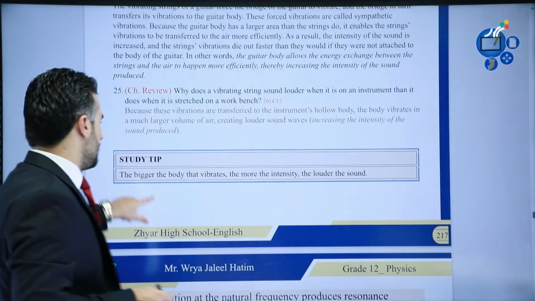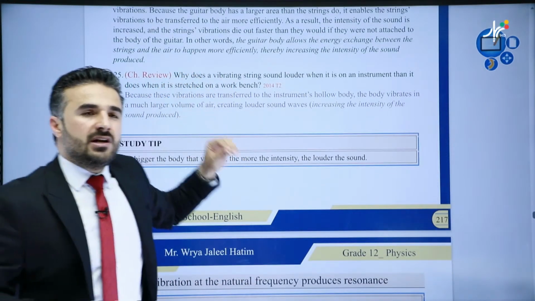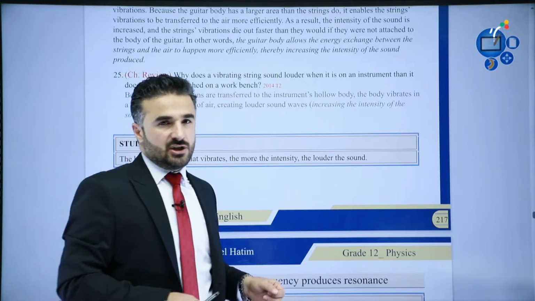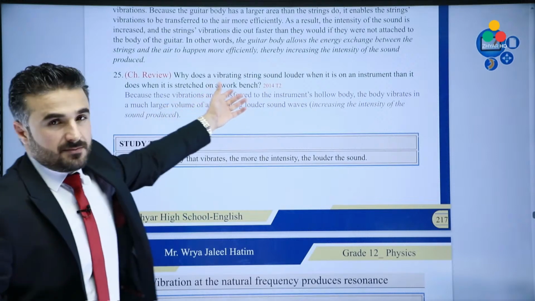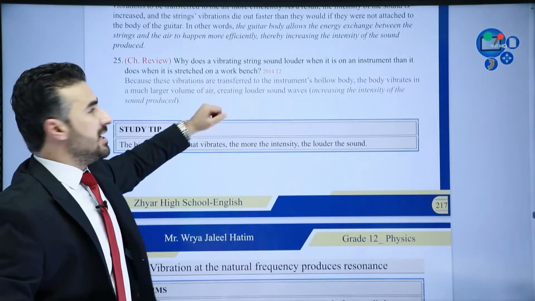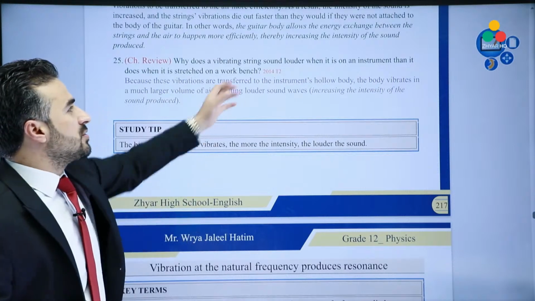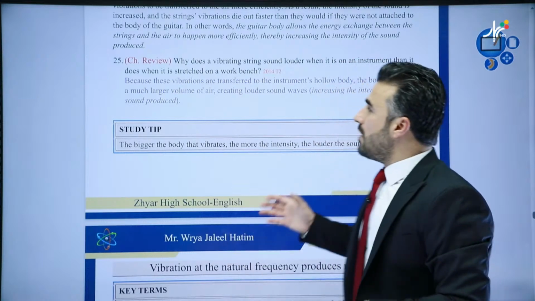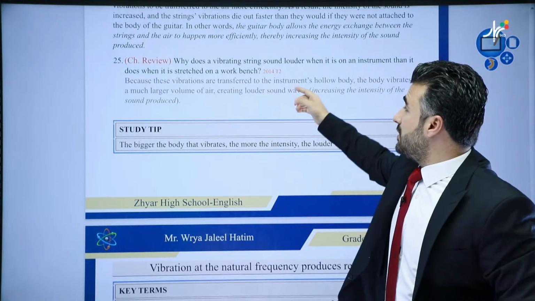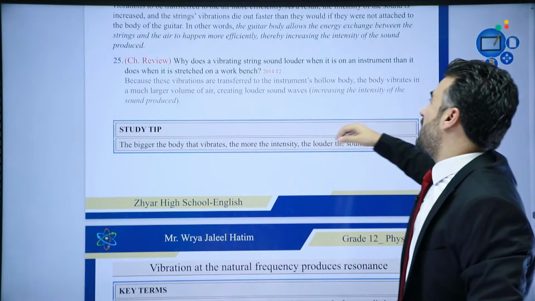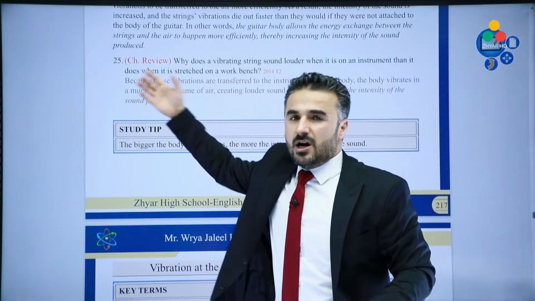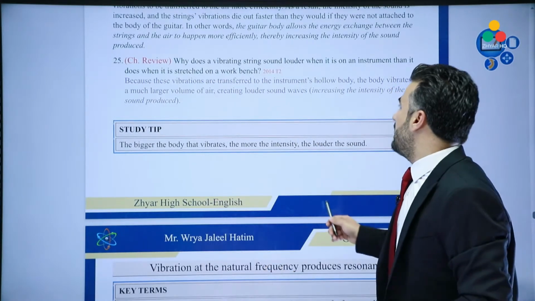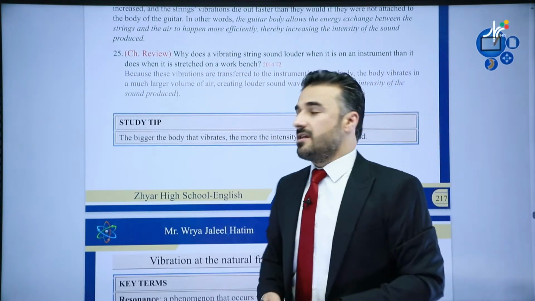So this is what happens here. Because of that, a string that is plucked while attached to a guitar would sound louder than just a string that is not attached to the body of the guitar. And of course, we did answer this question: why does a vibrating string sound louder when it is on an instrument like a guitar than it does when it is stretched on a bench top? The reason was that the vibrations are transferred to the instrument's hollow body, or the guitar's body. And the body vibrates a much larger volume of air, creating what? Creating a louder sound, increasing the intensity of the sound that is produced.